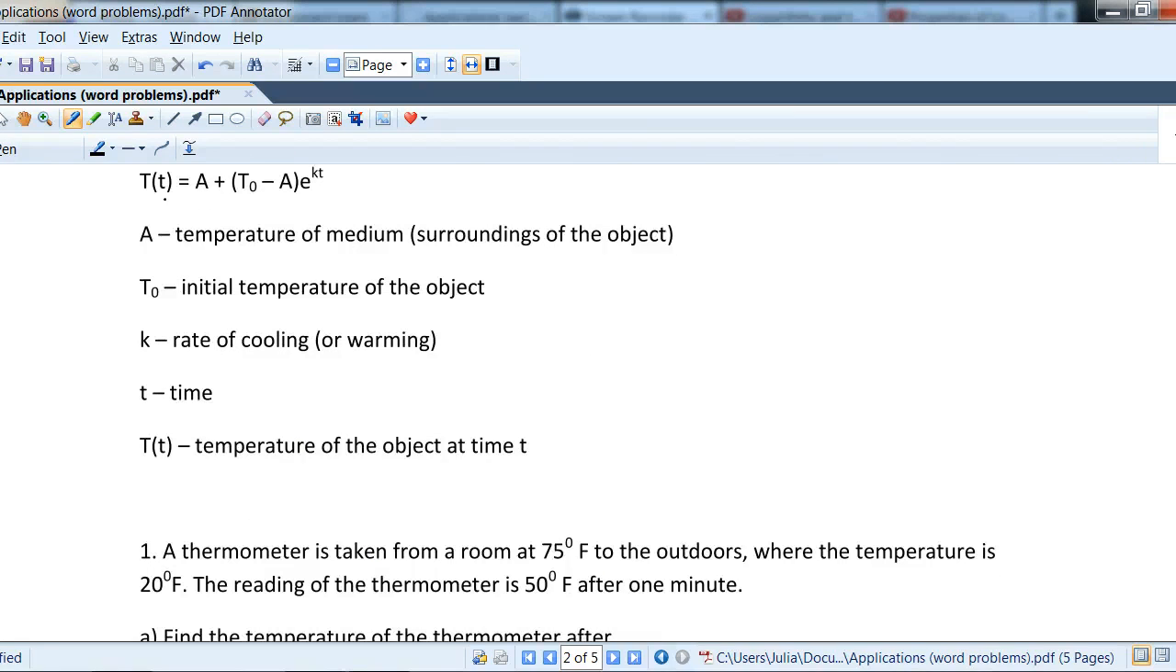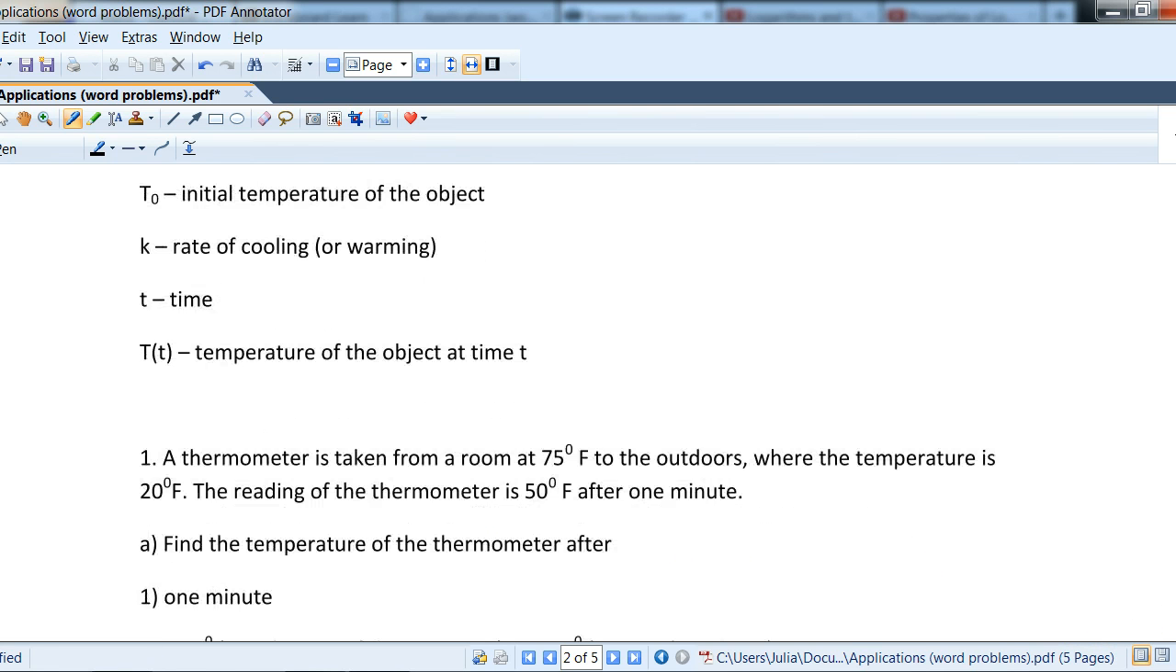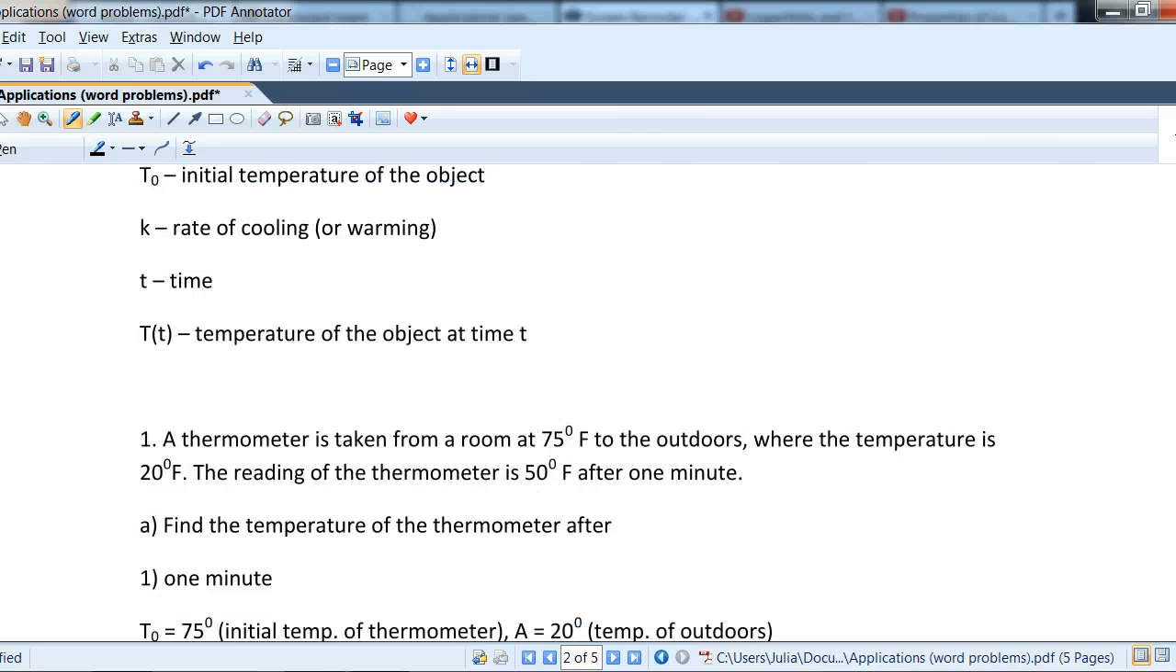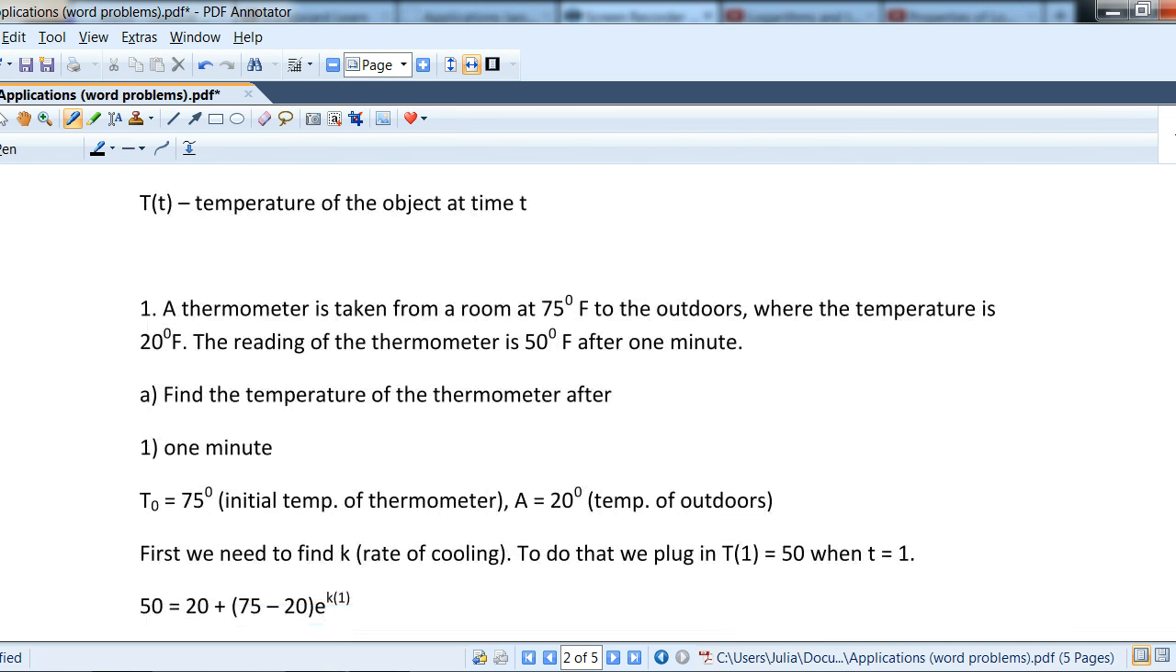So here we have a problem. A thermometer is taken from a room at 75 degrees Fahrenheit to the outdoors where the temperature is 20 degrees. The reading of the thermometer is 50 degrees Fahrenheit after 1 minute. So that again tells you we have to find the rate of cooling, and then find the temperature at different time periods. I think we have to start with 1 minute. So first find K.